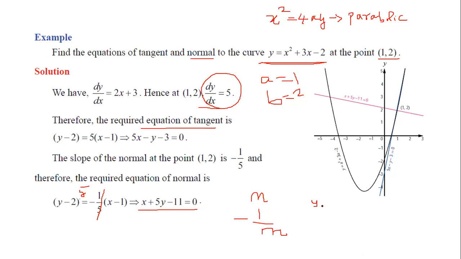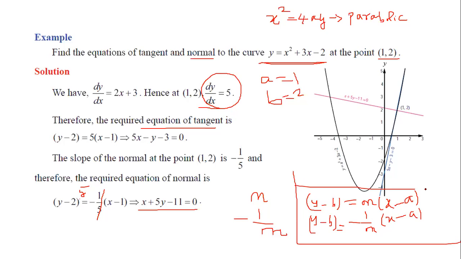So what is the equation of tangent here? y minus b equal to dy by dx at (a, b), which is some m value, into x minus a. That is the equation of tangent. Equation of normal is y minus b equal to minus 1 by m into x minus a. So these two formulas we have to remember.